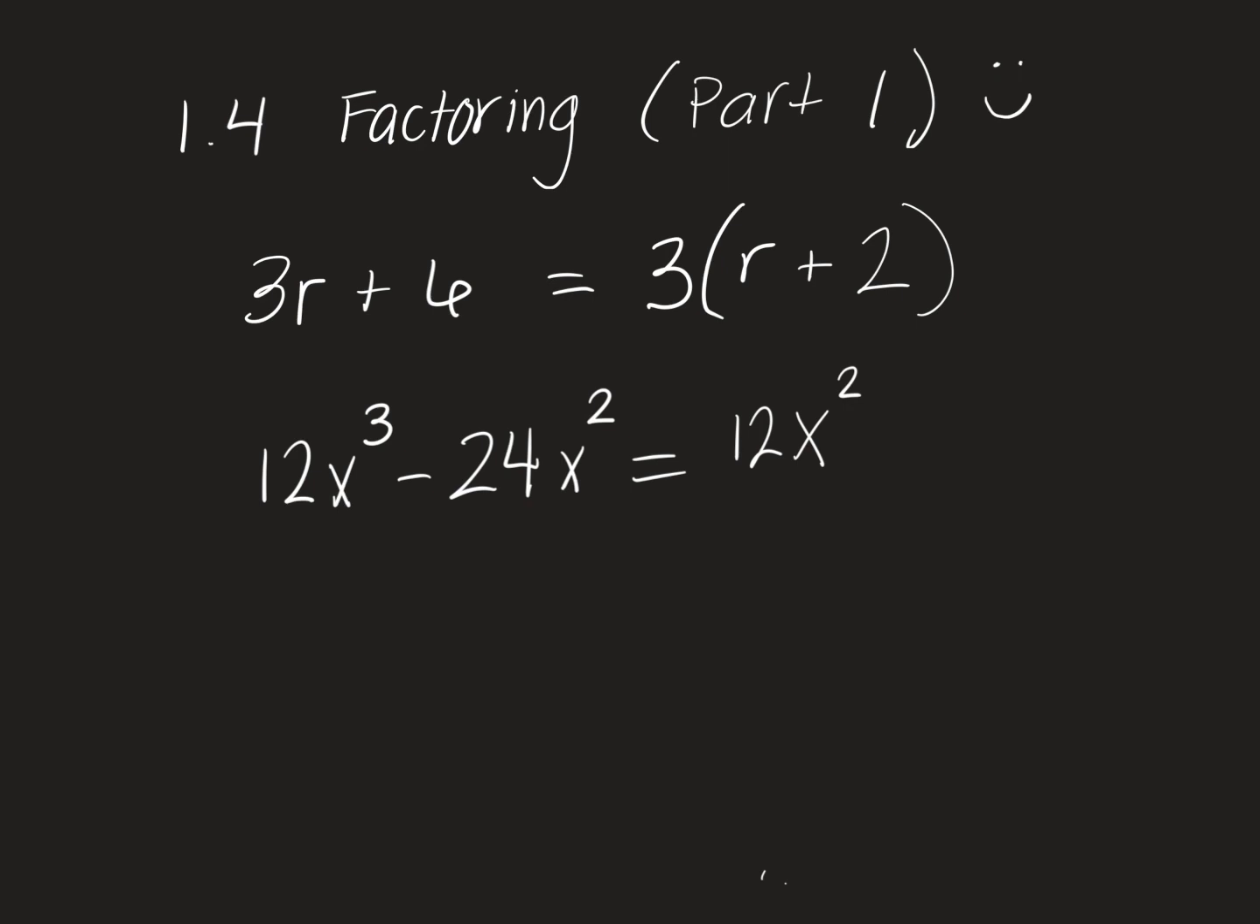Because we can divide both of these by 12x squared and have some stuff left. It's the biggest thing we can divide by. Especially with the exponents, if you're not sure, it's usually going to be the smallest one that any piece has, because you can't take out more than what's there. So when we divide 12x cubed by 12x squared, what do we get? x. And then 24 divided by 12 is 2, and the x squareds cancel out. So it's just x minus 2.